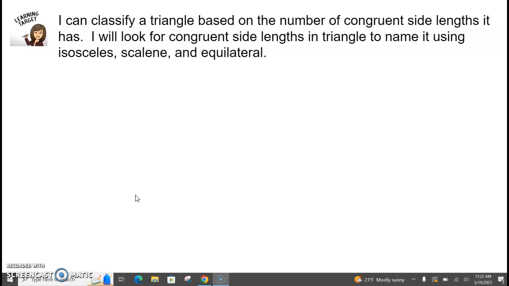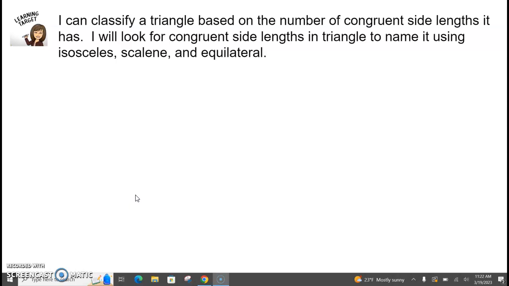Yesterday we talked about how to classify a triangle based off of their angles. And today we are going to talk about how we can classify triangles based off of the number of congruent side lengths. Remember, congruent means that they are equal lengths. Congruent equals same or equal.